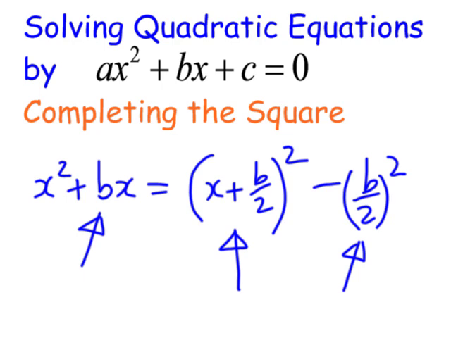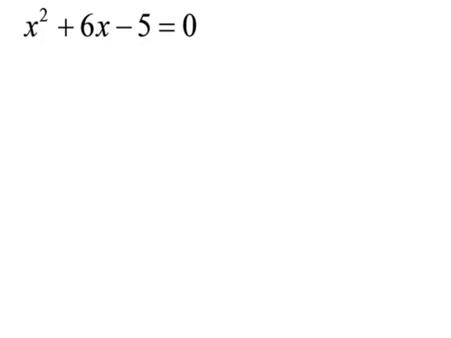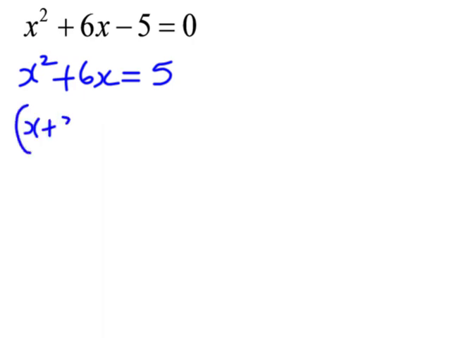Okay. Now, let's look at an example. Here we have a simple example. Let's just move the 5 across. x squared plus 6x equals 5. And you can see here, we just go half the 6, x plus half of 6 is 3, squared. Now we always subtract this one. Remember, 3 squared is equal to 5.